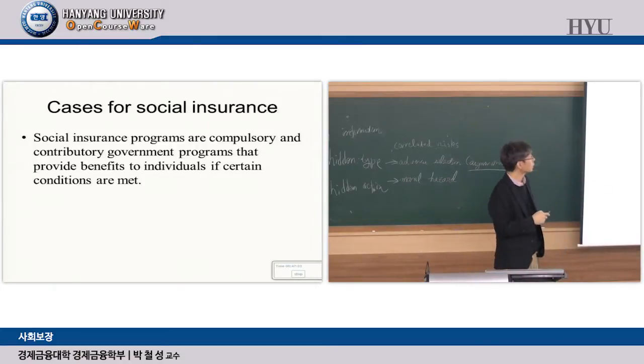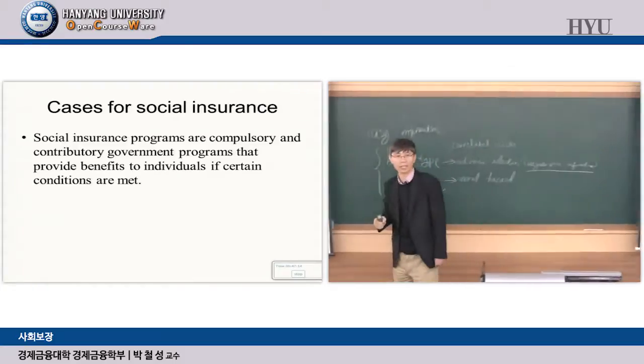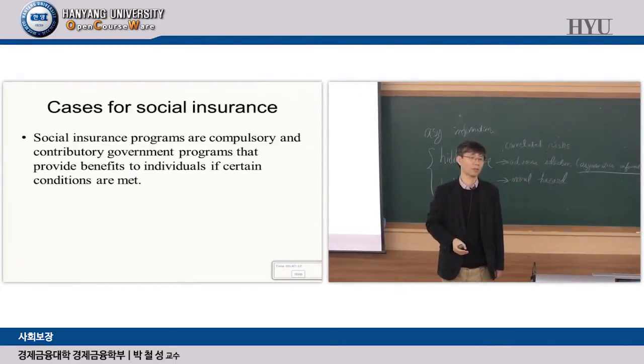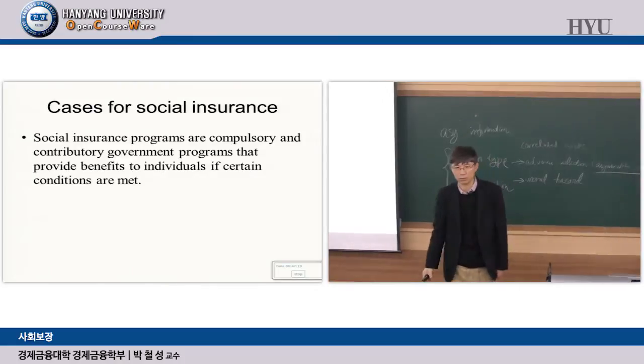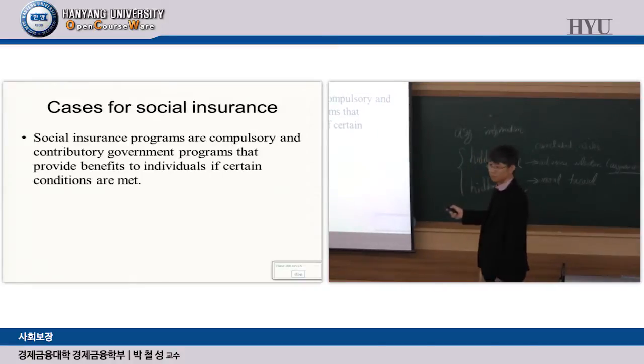So the private insurance company cannot force you to buy the insurance, but the government can, right? To force you to buy the insurance. That's how they can mitigate the adverse selection problem. Because they don't care about your type, because everyone will be inside. So it's like the adverse selection problem is solved.